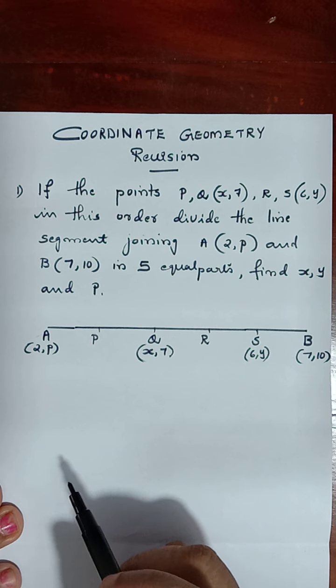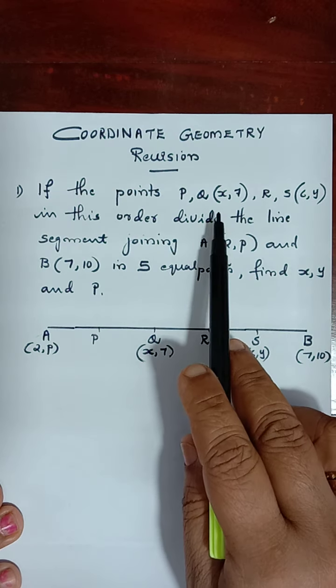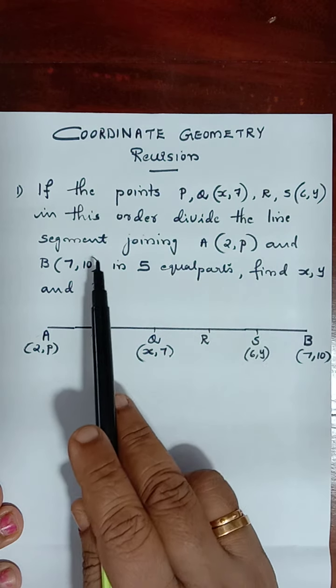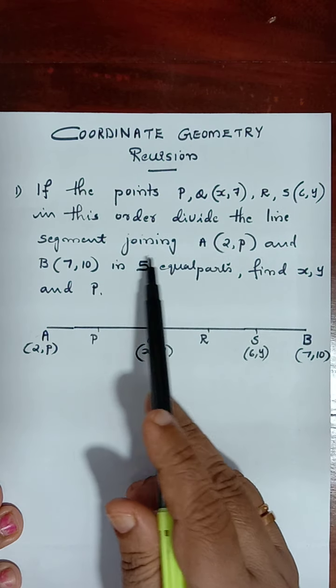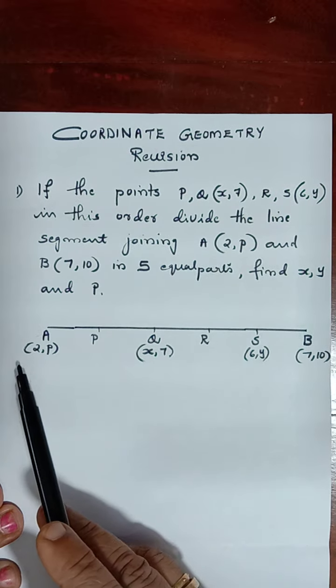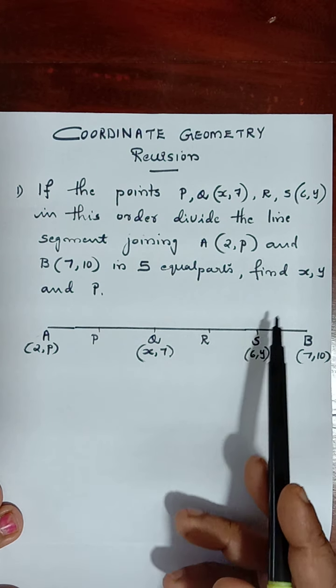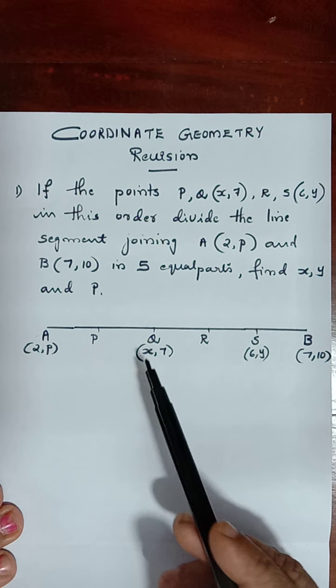Morning, children. Today we will revise coordinate geometry. Question: if the points P, Q, R, S are in this order, divide the line segment joining A (2, p) and B (7, 10) into 5 equal parts. Find x, y and p.